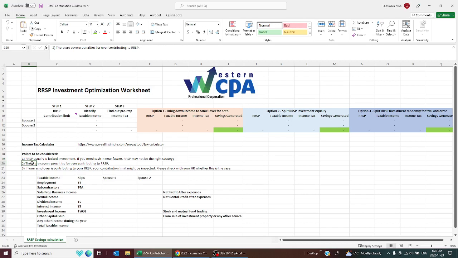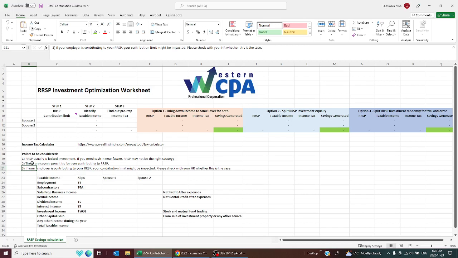There are severe penalties for over contribution to RRSP. So you always want to make sure that you know your RRSP contribution limit and you don't over contribute. We get so many cases during the year where people over contribute and pay heavy penalties. And the correction is painful.